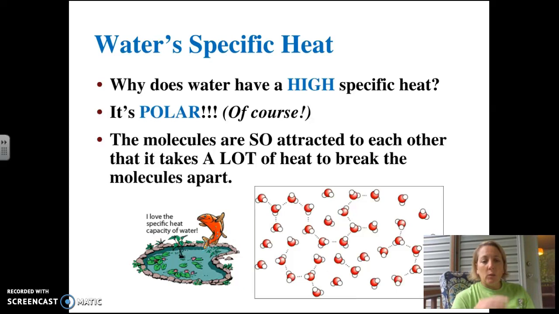Water's specific heat, why is it so high? It's because it's polar. It has those positive and negative charges at each end. They're so attracted to each other that it takes a lot of heat to break those molecules apart. So the hydrogen and oxygen of water are very strongly bonded together. It takes a lot of energy to break them apart, or get them moving quicker, which means if the molecules are moving faster, the state of matter would be changing.